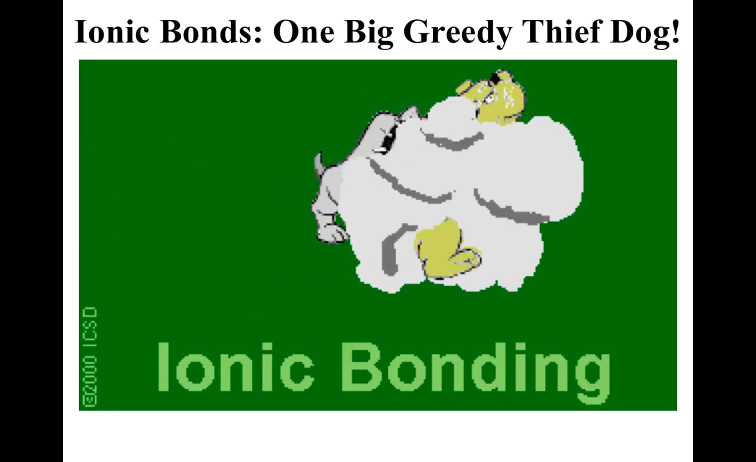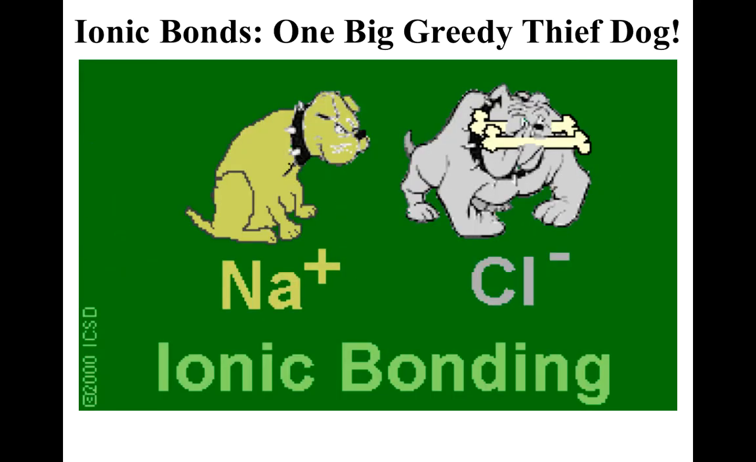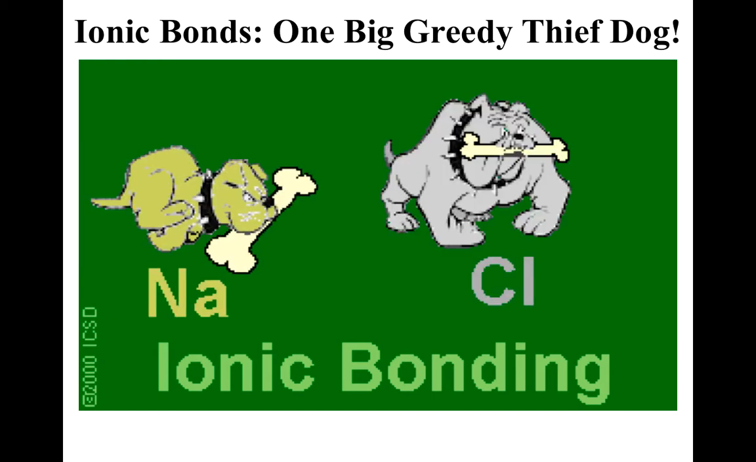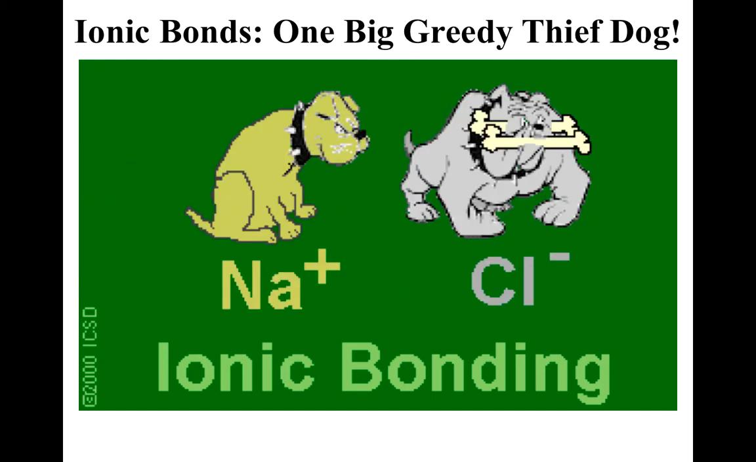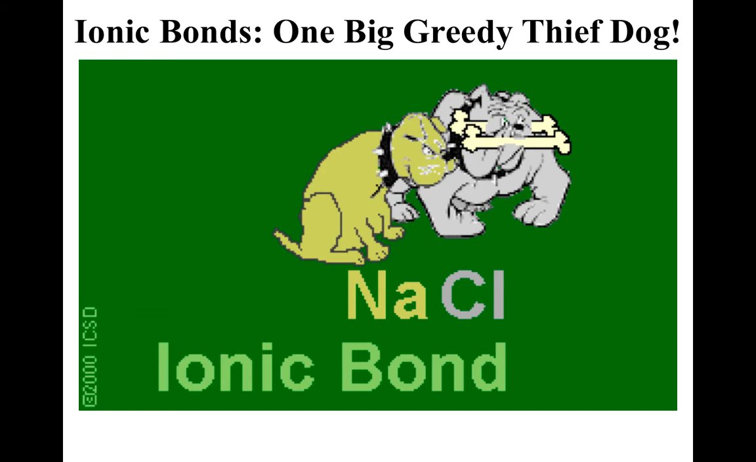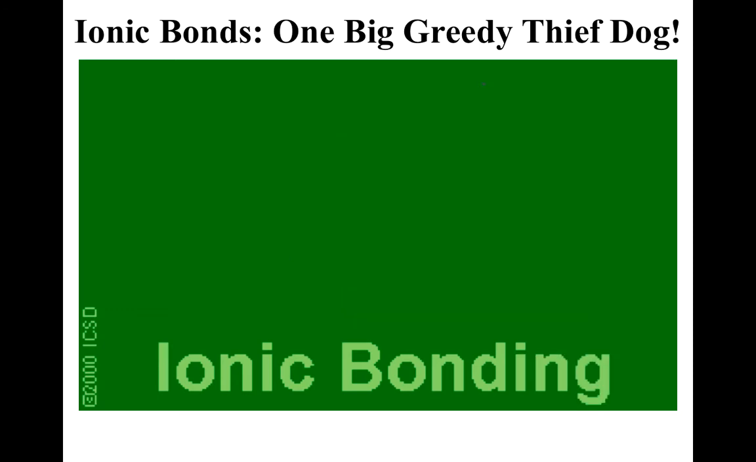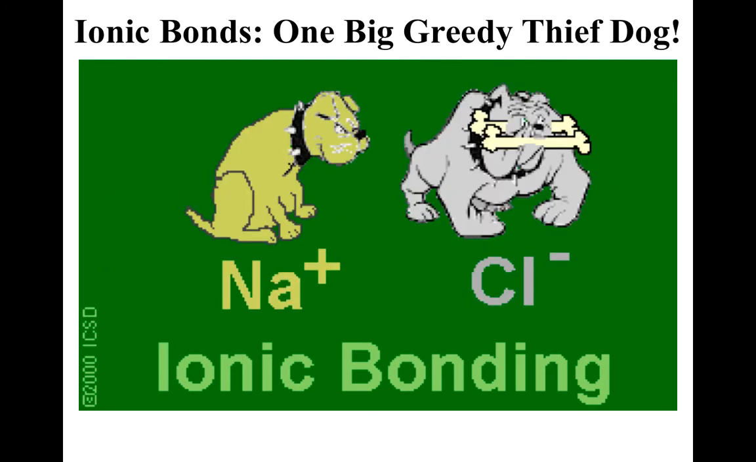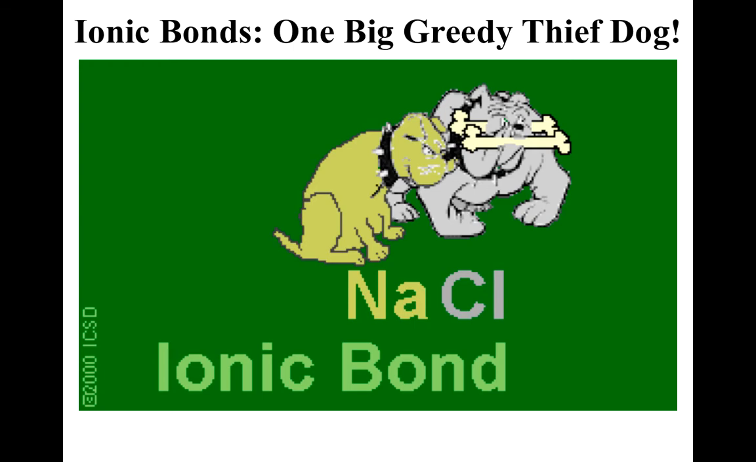You can also think of it as chlorine is a big greedy thief dog that's going to take the bone away from the smaller dog, and the two dogs stick together because the bigger dog has the smaller dog's bone. This particularly is called ionic bonding. You do not need to know this term, but in this kind of bonding, it's called an ionic bond.